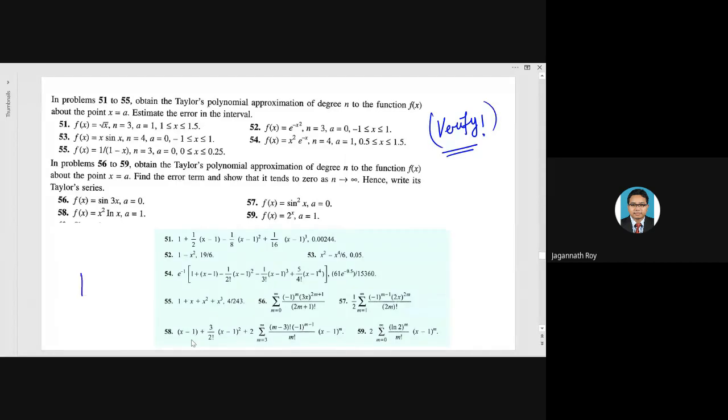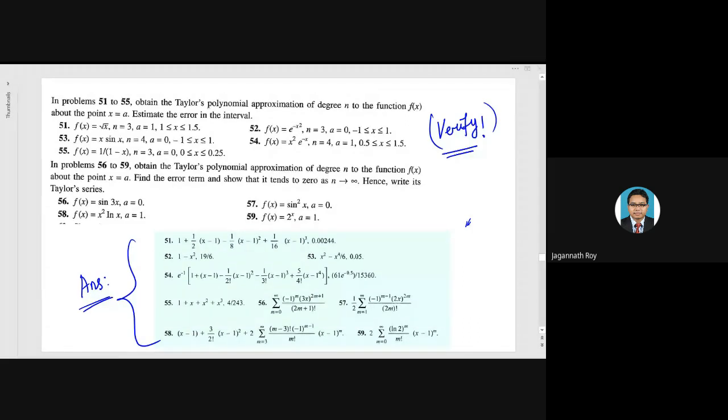These are possible answers. I would stop here, and next class we will discuss some new topic. But before that, try to finish all the exercises. If you have any doubt regarding today's class, in fact previous class also, you can ask me.